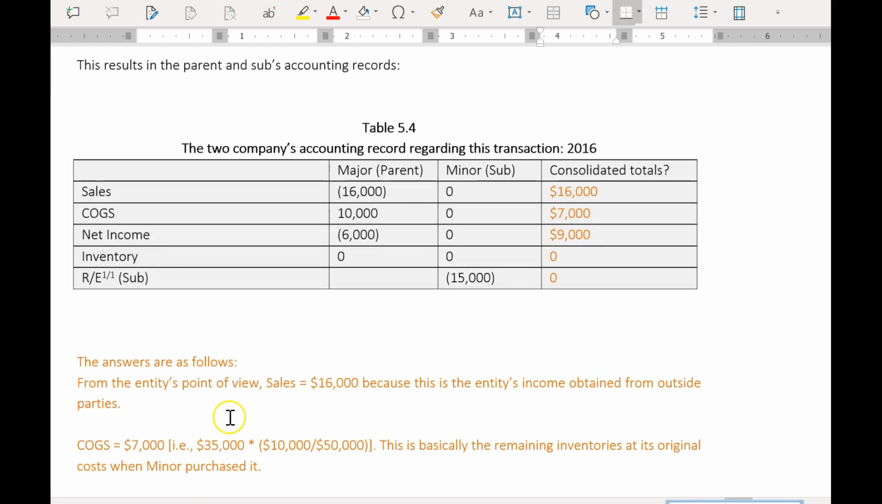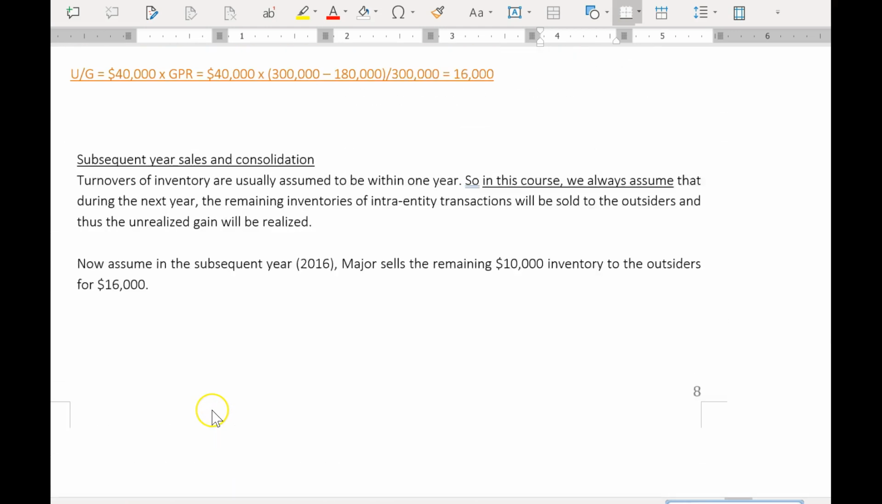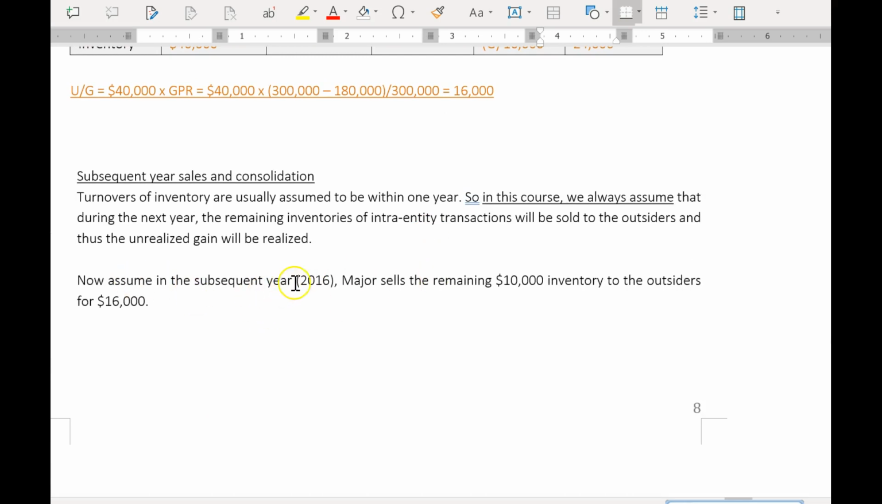Next, I'm going to talk about what happened next year. Okay, I will skip downstream. I'll let you do the downstream case and discuss what happened next year. So let's assume next year, the subsequent year, 2016, the parent actually sold the remaining $10,000 inventory to outsiders for 16,000. Now we always assume that inventory turns over in one year, which is a reasonable assumption because it's working capital. And also in terms of the TIG and G star, which I'm going to introduce, it's a good system to keep track of. So for now, I just want you to remember that we always assume inventory is sold in the subsequent year.